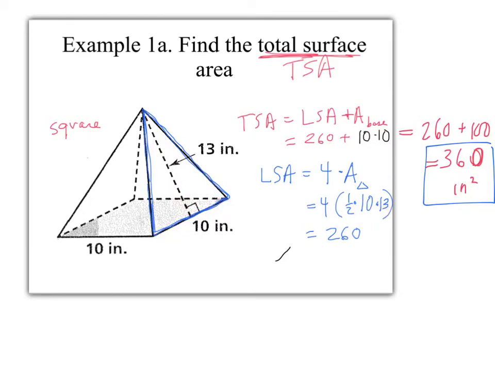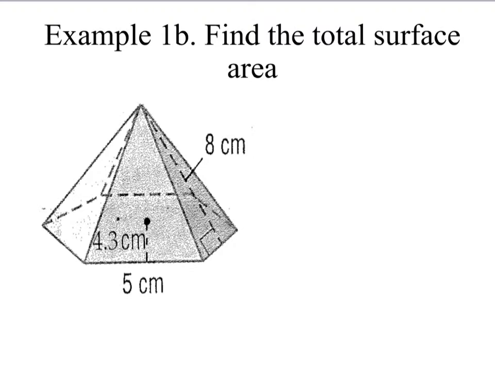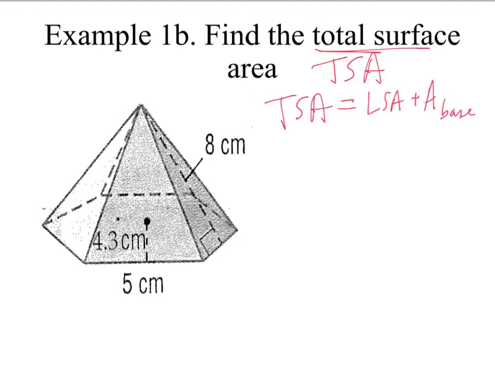All right, 1B. They also ask us to once again find the total surface area. So TSA is the name of the game. And remember that TSA is your lateral surface area plus the area of your base. Let's do the hard part first. What kind of base do we have? I believe it's a hexagon. That means n, my number of sides, is 6. I have 6 sides in my base, so I'm going to have 6 triangles for my lateral sides here.